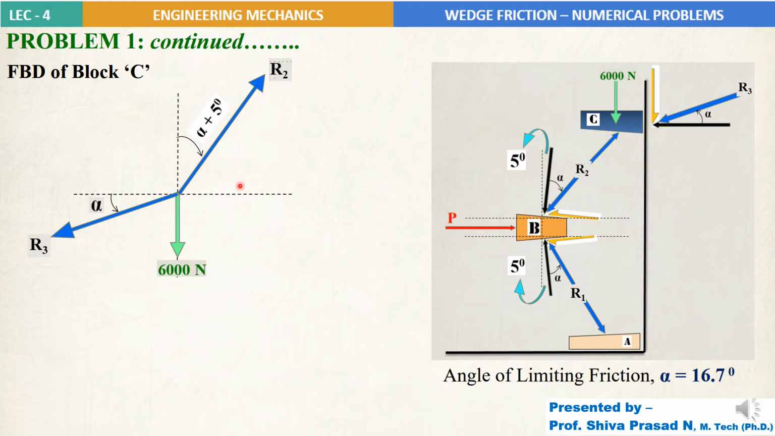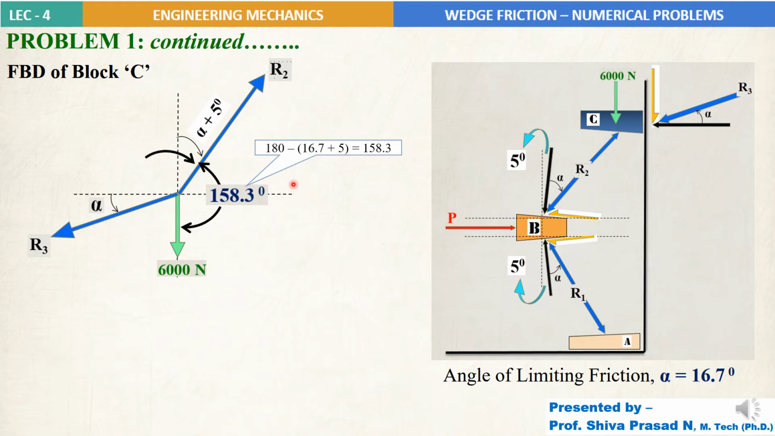Now, these three forces represent a concurrent force system. So I can easily apply Lami's theorem to get the solution, for which I need to obtain the angles between the forces. So the angle between 6000 Newton and R2 works out to be 158.3 degrees. How? This entire straight vertical line is 180 degrees, minus this alpha plus 5 degrees. If you do, you get the remaining angle 158.3 degrees.